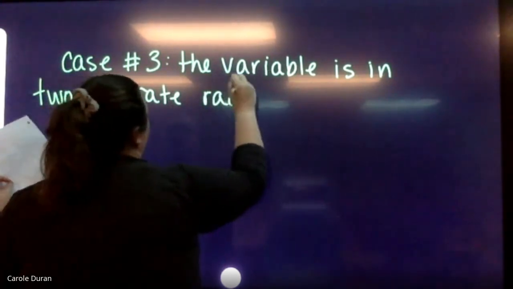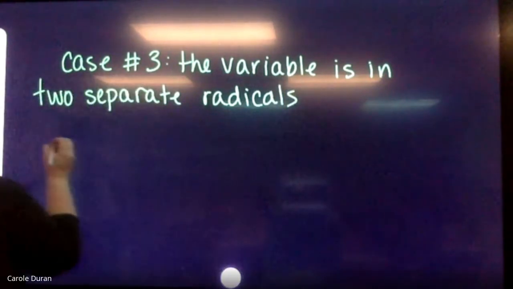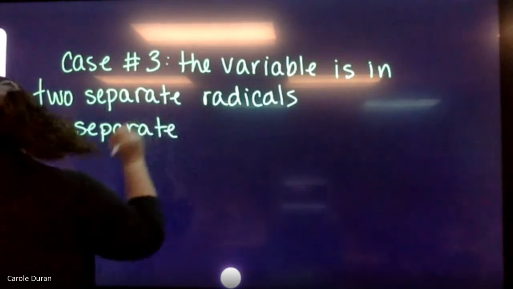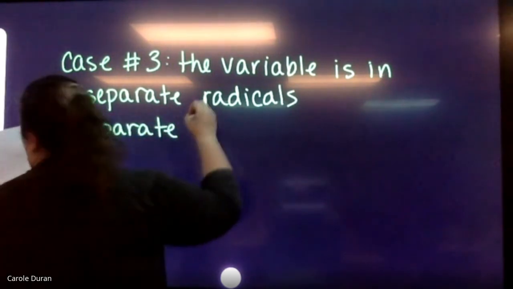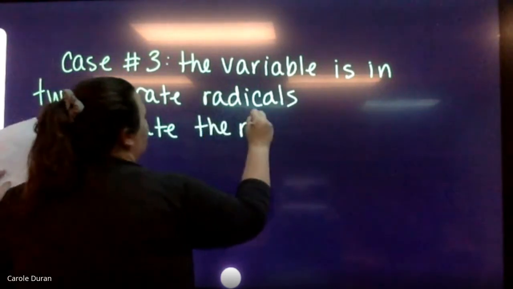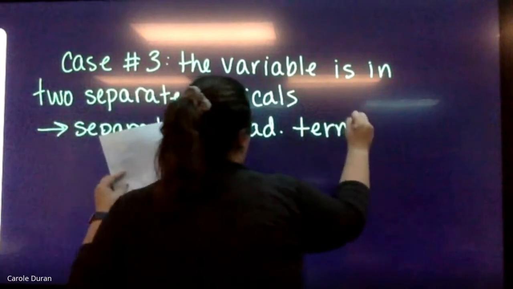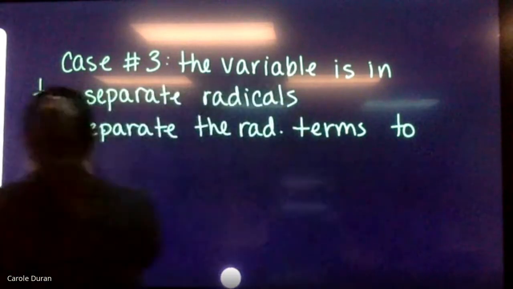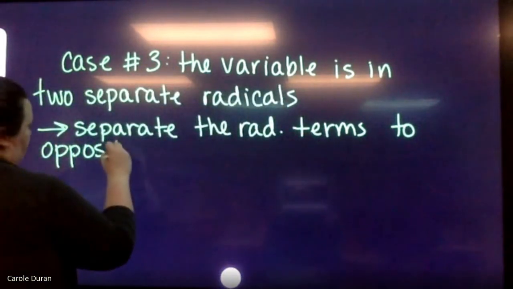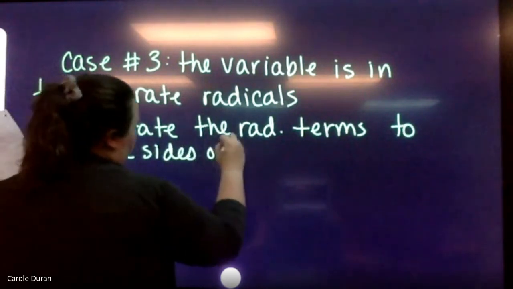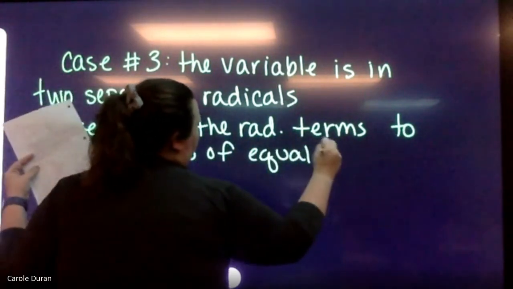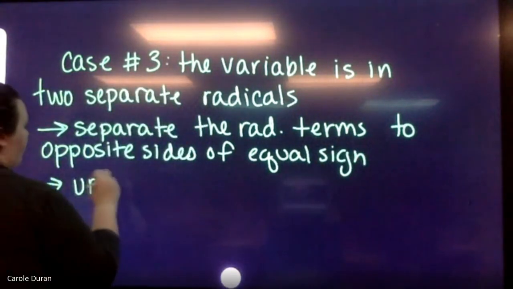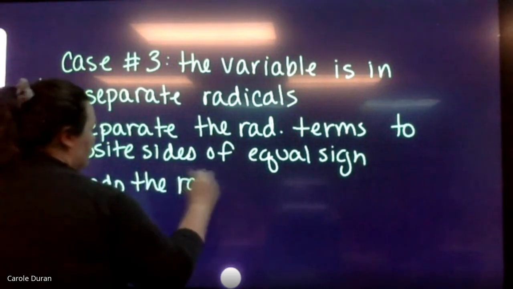So in this one, case number 3 says the variables are in 2 separate radicals. Step 1 is to separate the radical terms so that they are on opposite sides of the equal sign. Step 2 says to undo the radical just like before. So we're going to use the inverse.